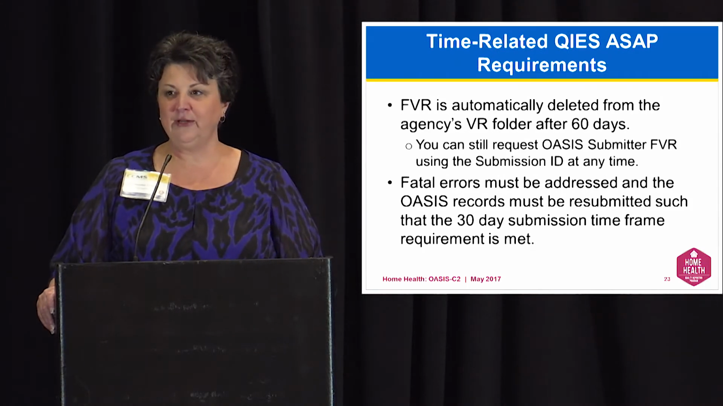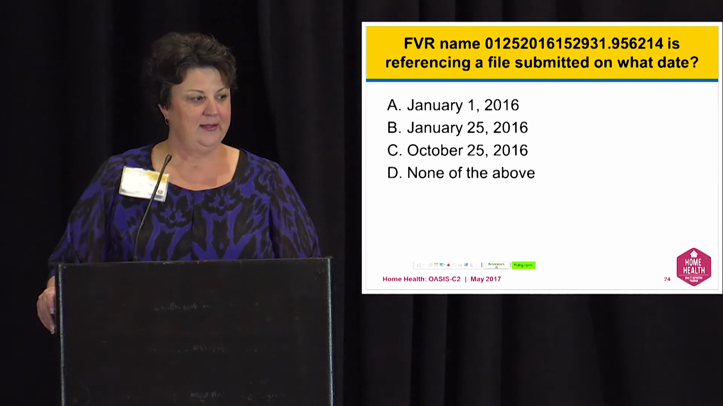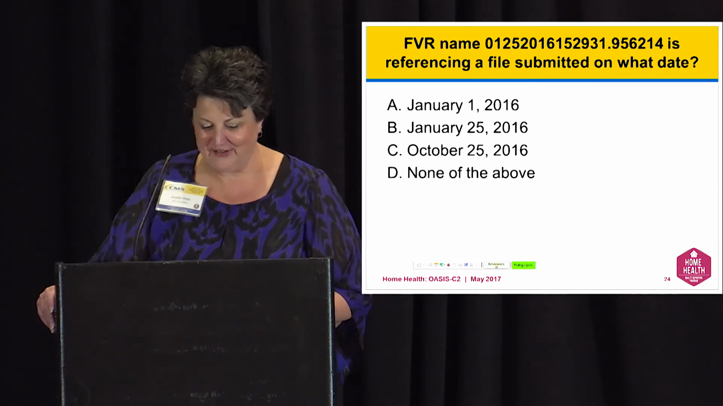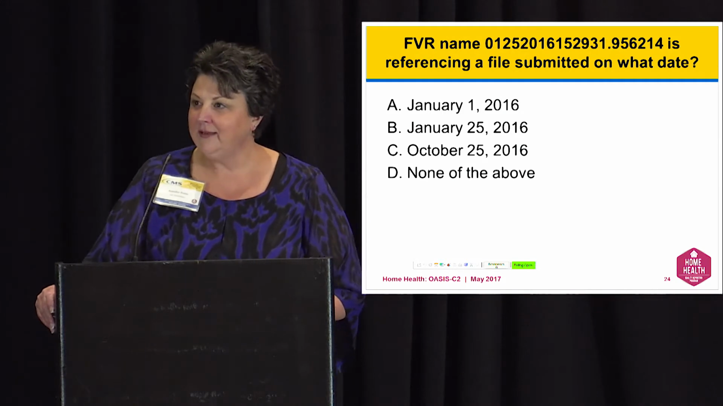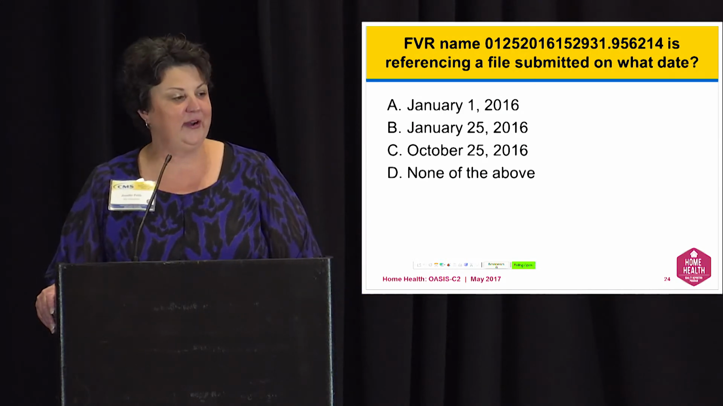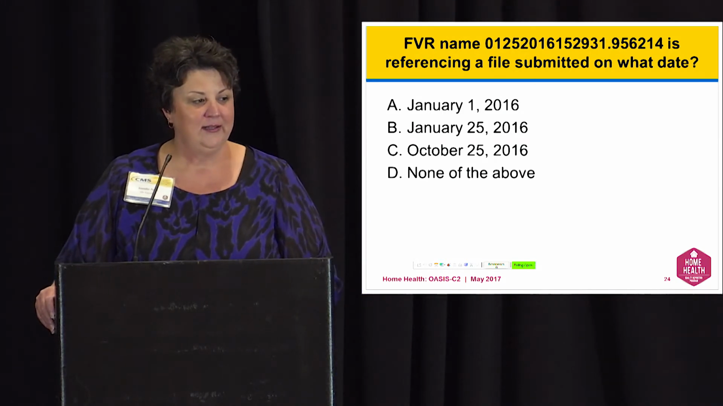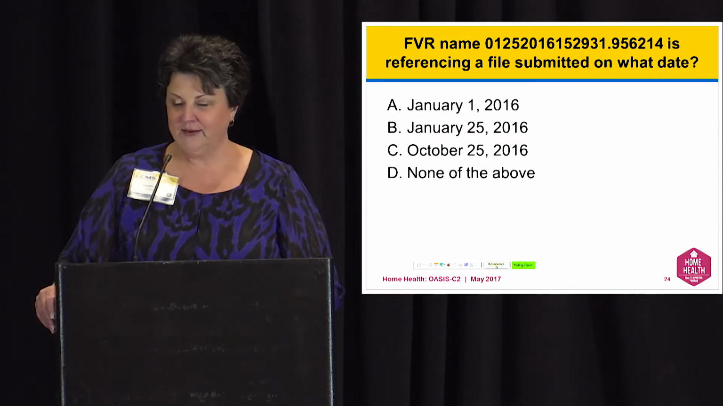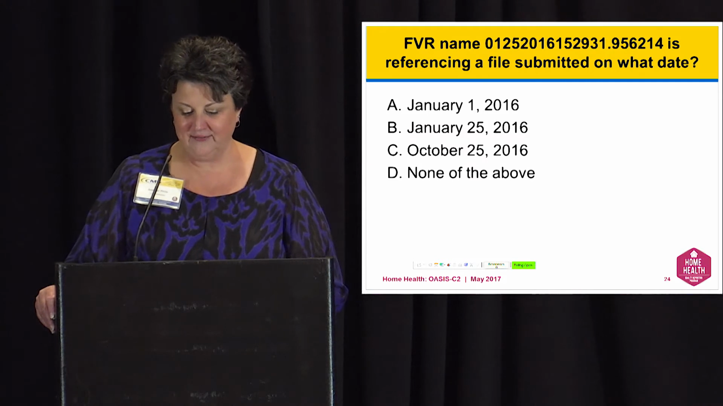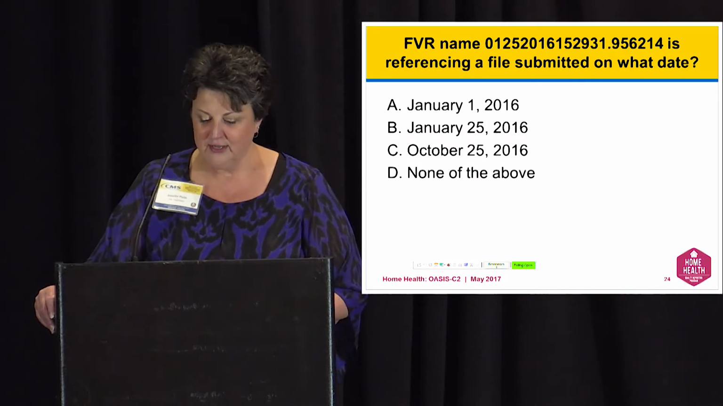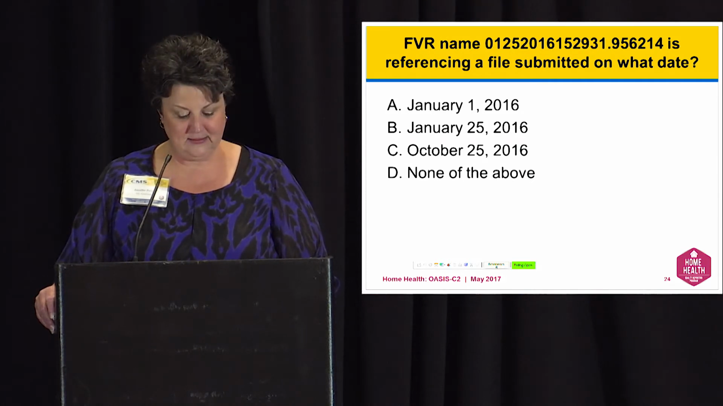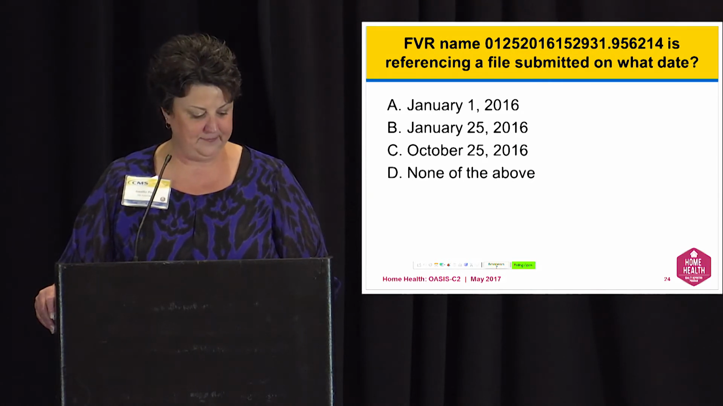Okay, ready for a polling question? This one has lots of numbers. So let's take a look at a final validation report name. The name of our report, 01/25/2016, 15/29/31. Then there's a dot. And then our submission ID part of that is 956214. So what date is this report referencing?